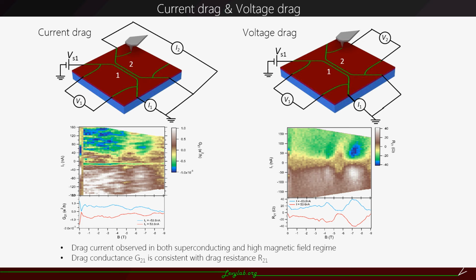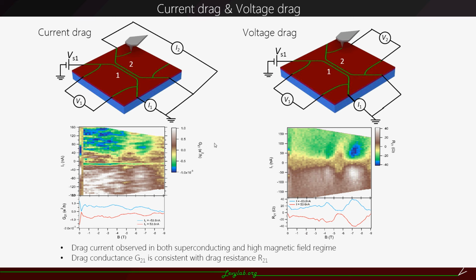We also took the current drag measurement. The magnetic field dependence of drag conductance G21 from the current drag measurement is shown on the left. The figure on the right shows the magnetic field dependence of drag resistance R21 measured from the same device with a voltage drag configuration. Drag conductance G21 is observed in both the superconducting regime and the high magnetic field regime, and is consistent with the drag resistance from the voltage drag measurement.